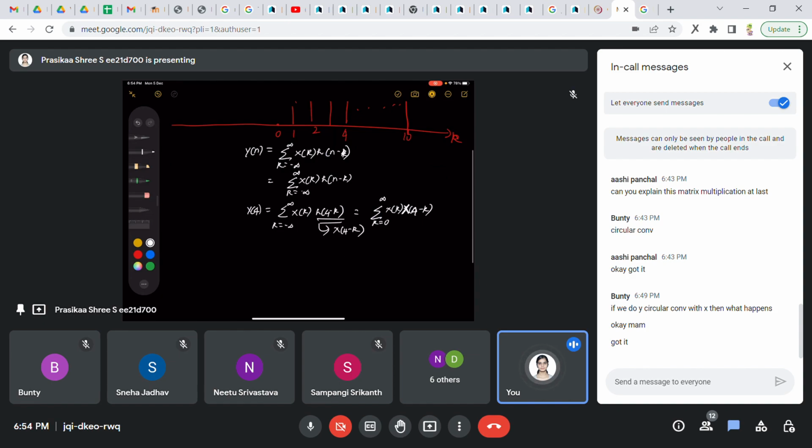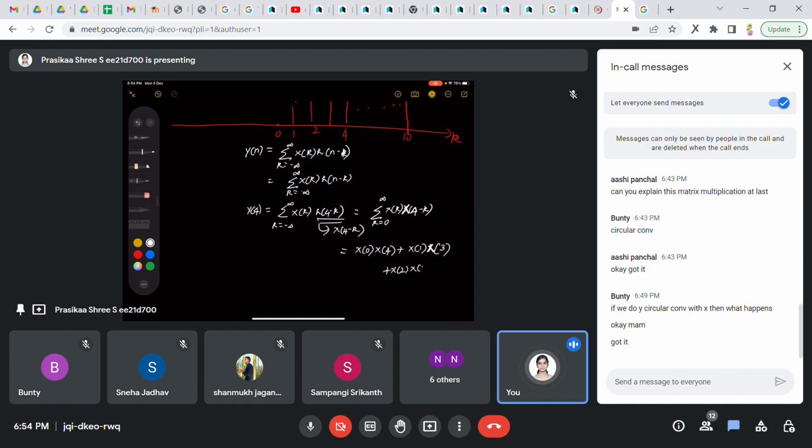So now if you're doing this, what will you be getting? x of 0 into x of 4 plus x of 1 into x of 3 plus x of 2 into x of 2 plus x of 3 into x of 1 plus x of 4 into x of 0 plus x of 5 into x of minus 1. This is not possible because x is a causal sequence.